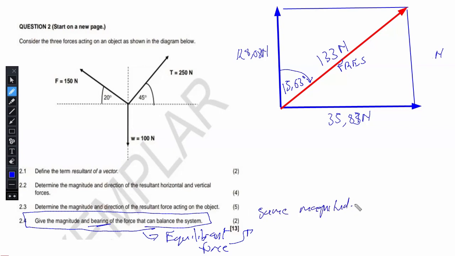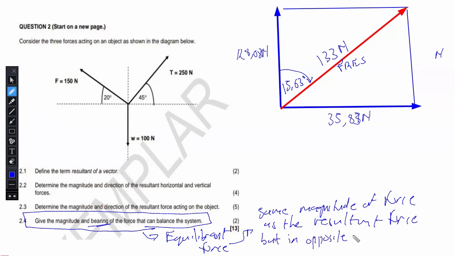We know that the equilibriant force is the same magnitude of force as the resultant force, but in opposite direction. So whenever we are looking for the equilibriant, the one thing that we have to note is that it will be the same magnitude of force as the resultant, but the only difference is that it would be acting in the complete opposite direction. So this would be our representation of the equilibriant force. So this will be the equilibriant.